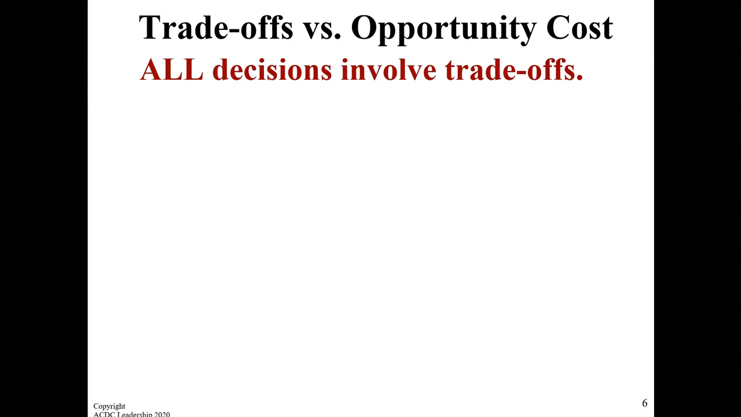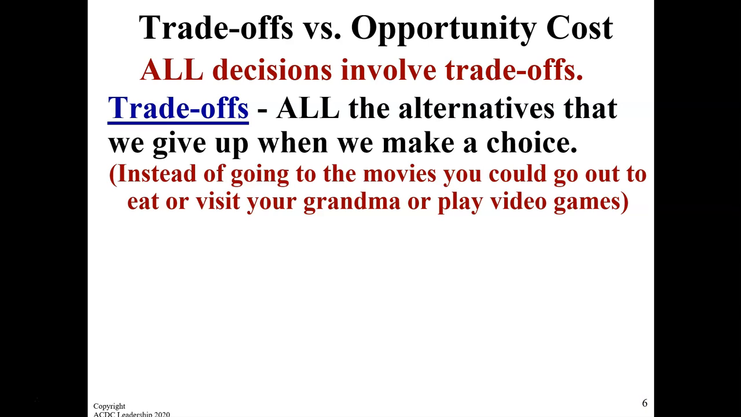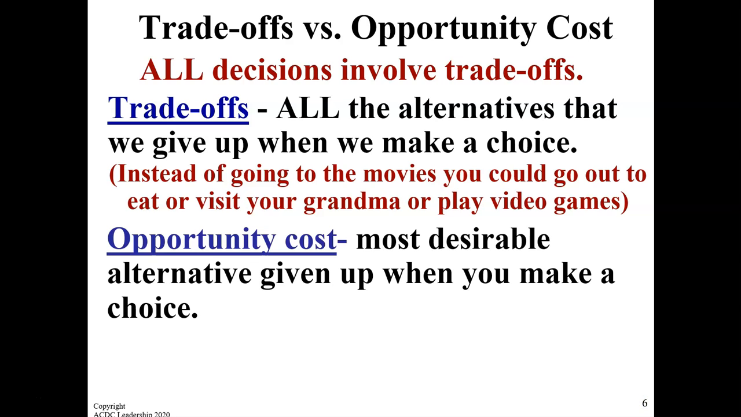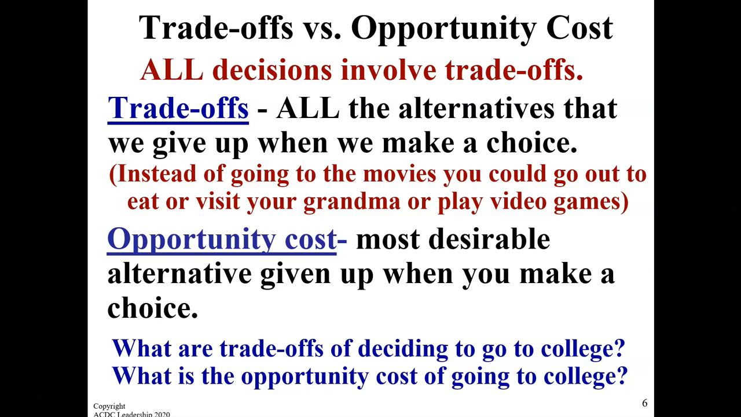Trade-offs versus opportunity costs. All decisions involve trade-offs. A trade-off is defined as all the alternatives that we give up when we make a choice. Instead of going to the movies, you could go out to eat or visit your grandma or play video games. An opportunity cost is the most desirable alternative given up when you make a choice. What are trade-offs of deciding to go to college, for example? What's the opportunity cost of going to college?